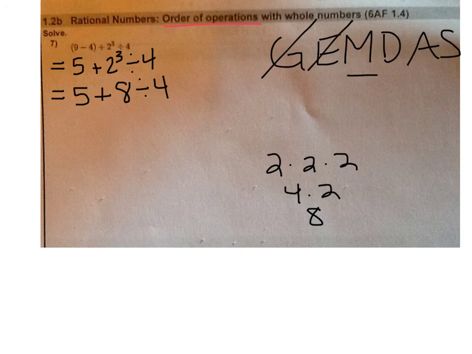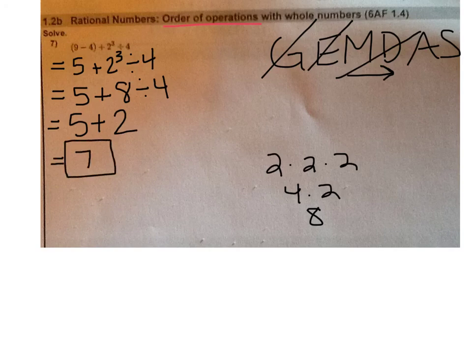Now I need to do multiplication and division left to right, whichever one comes first. So I have a 5 plus, well, I can't use him yet, so I'm going to keep him. And then I have an 8 divided by 4, so that's division, and 8 divided by 4 is 2. I'm now done with all my multiplication and division, and now I need to do my adding and subtracting. 5 plus 2 is 7. So the answer to this problem is 7.